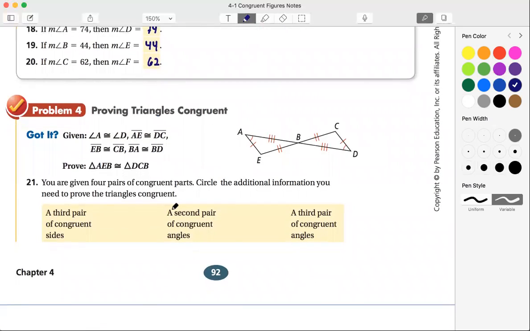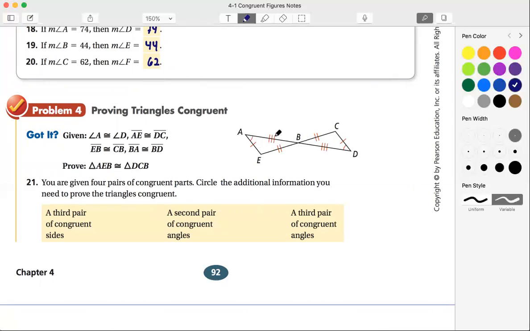So if I was given angle A is congruent to angle D, notice how it's marked. Angle A is congruent to angle D. Line segment AE is congruent to line segment DC. EB is congruent to CB, and AB is congruent to BD. We want to prove these two triangles are congruent to one another. So do I have all the information?